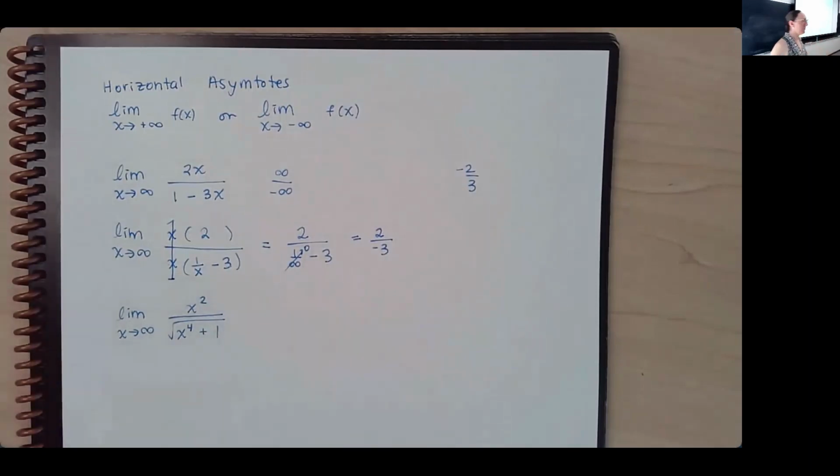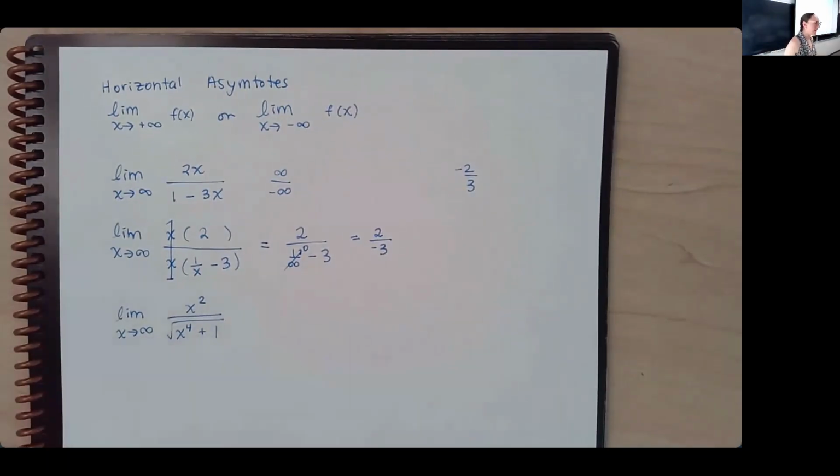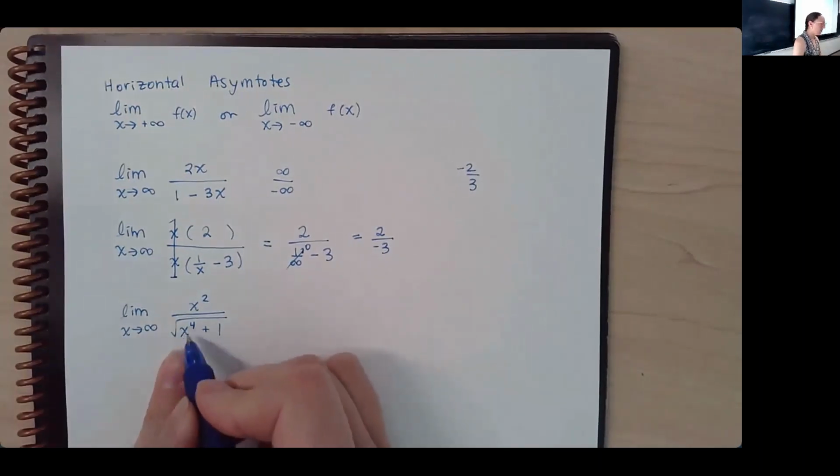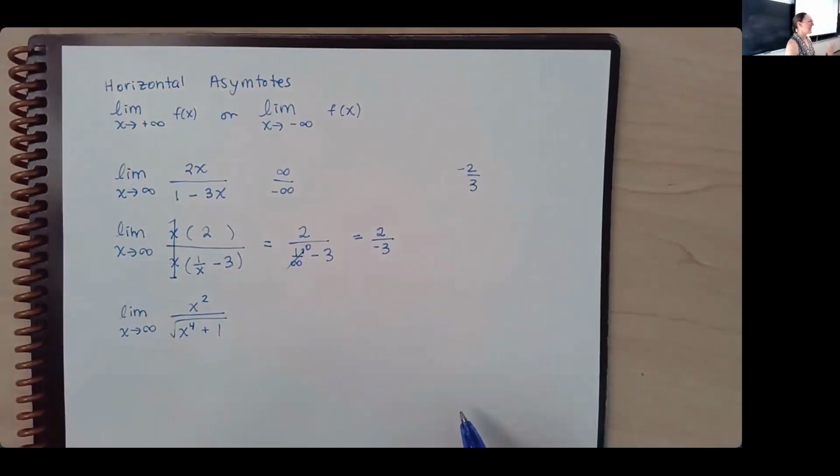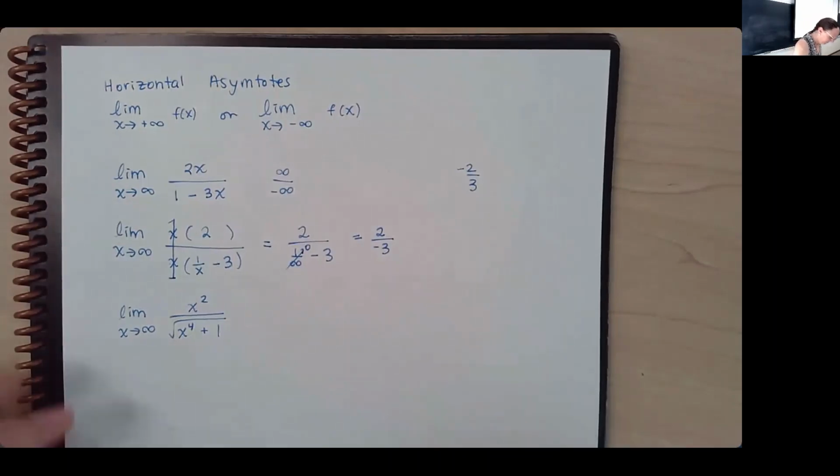I'm going to look at this problem. I'm going to say if I plug infinity into the top, I get infinity on top. If I plug infinity into the bottom, I also get infinity on the bottom. And infinity over infinity says, go do some work. I'm looking at the bottom and I see an x to the fourth. That's what I'm going to factor out.